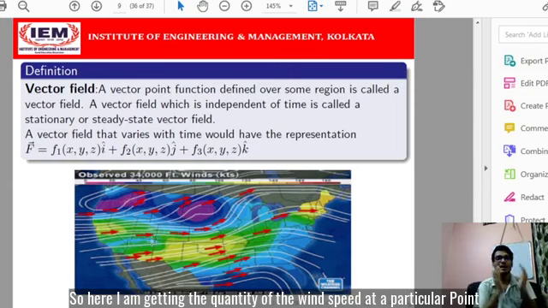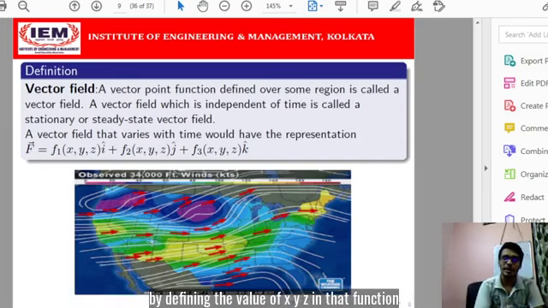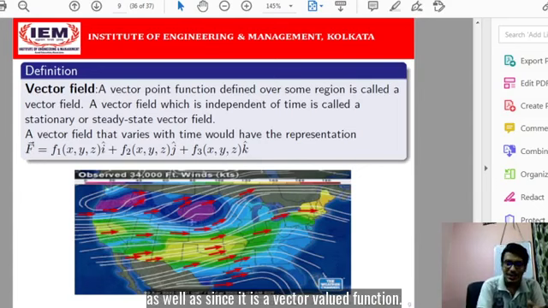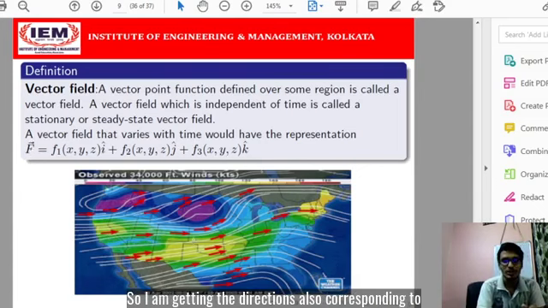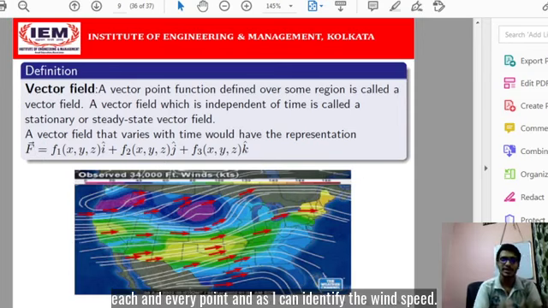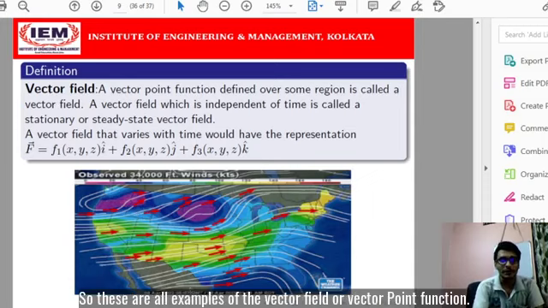So I am getting the quantity of the wind speed at a particular point by putting the value of x, y, z in that function. Since this is a vector valued function, I am also getting the direction corresponding to each and every point, and thus I can identify the wind speed. These are all examples of the vector field or vector point function.